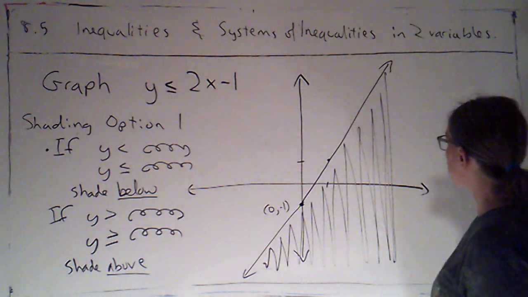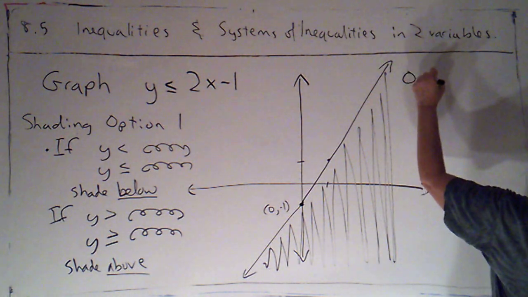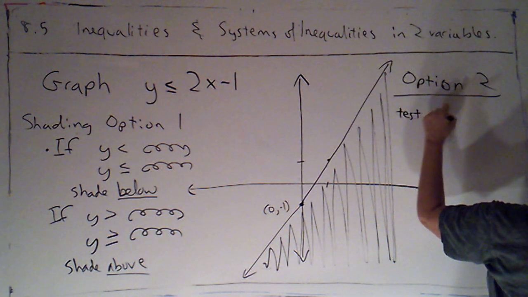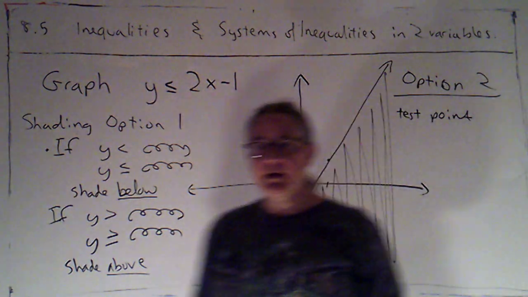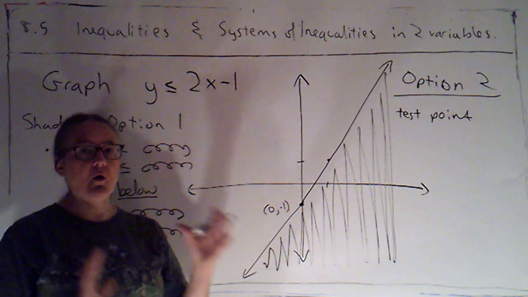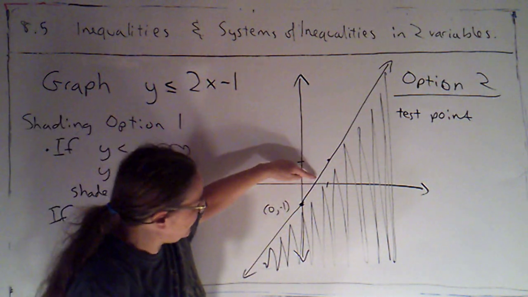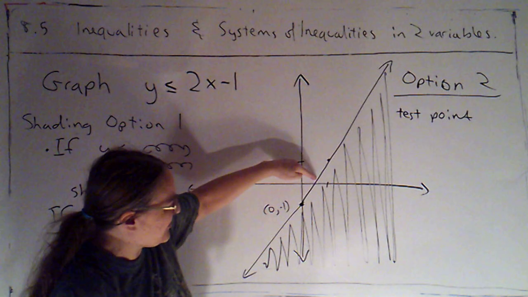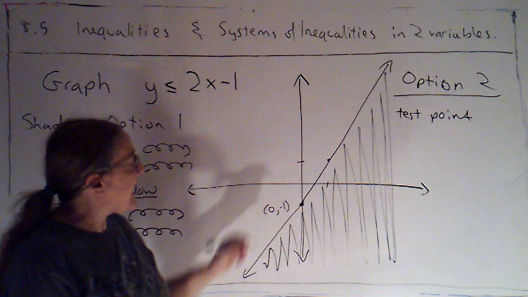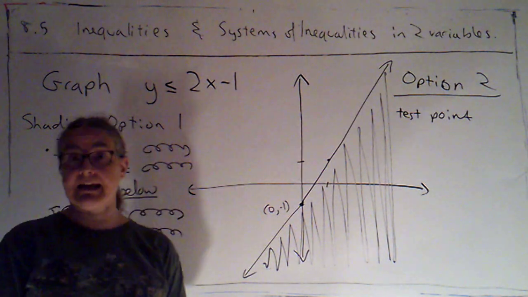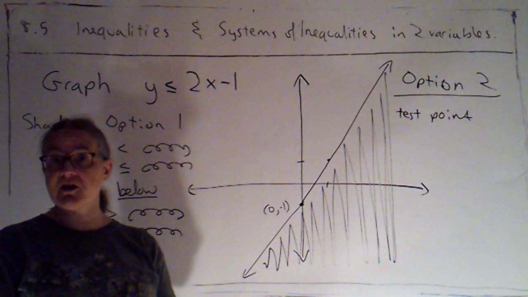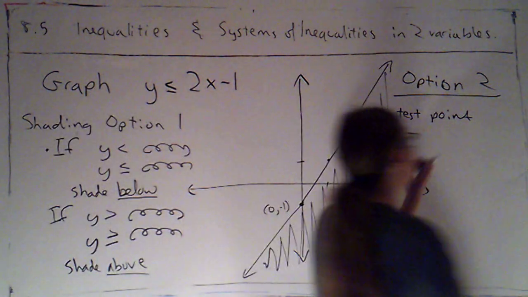So option 2 is to pick a test point. The important thing about the test point is that it has to clearly be on one side of the line or the other. So I wouldn't want to pick a point like right around here, where if I'm just off by a little bit, it could be on the other side of the line. Usually I will go with the origin if I can. If it's obvious which side of the boundary the origin is on, that's my easiest point.